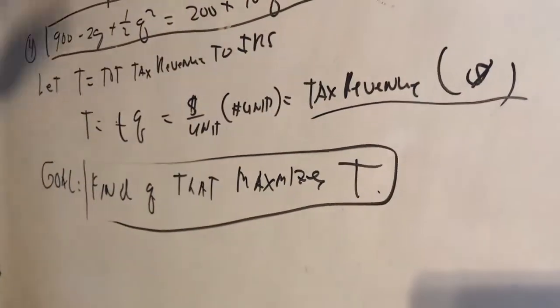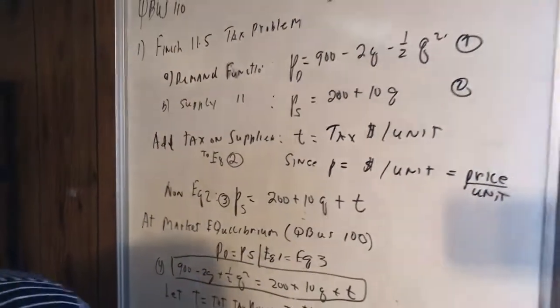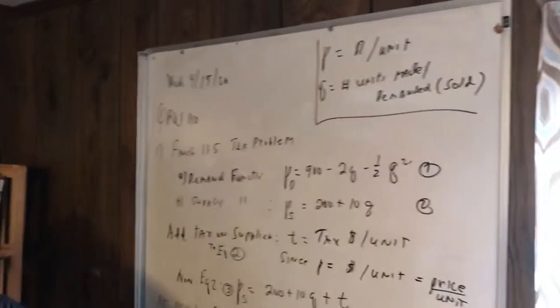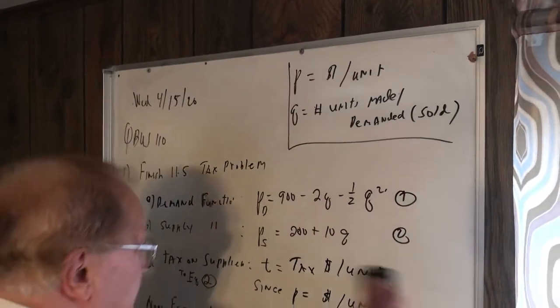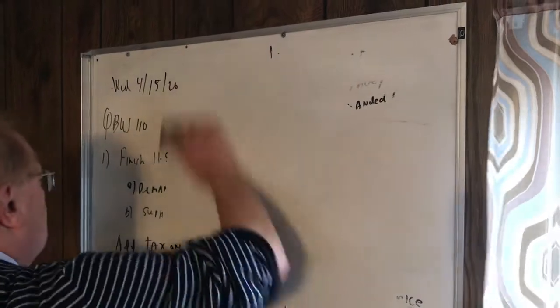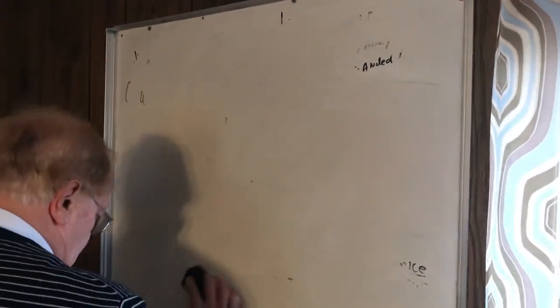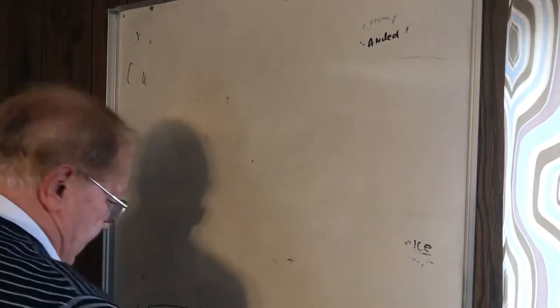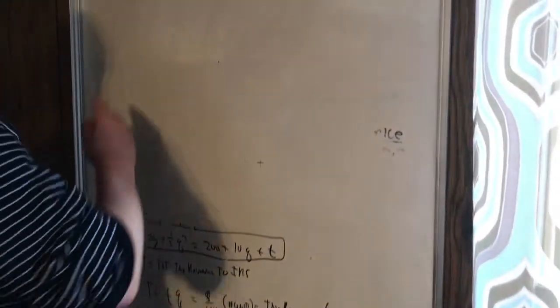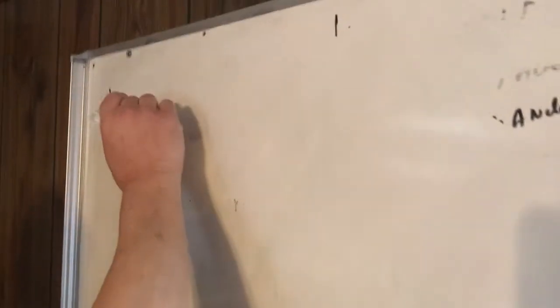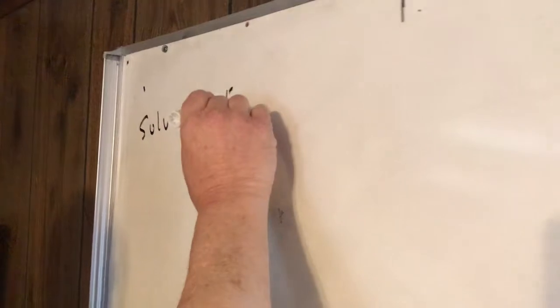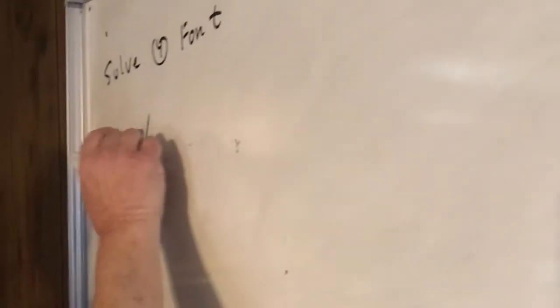So I'm going to erase everything but this guy over here, and we'll finish this. Okay, I'm going to solve 4 for T. I'm not going to go through the gory details. You should know how to manipulate these now.